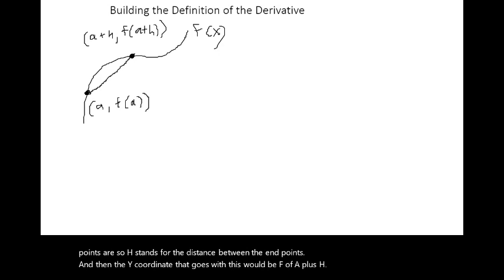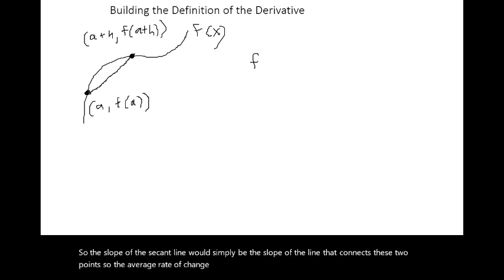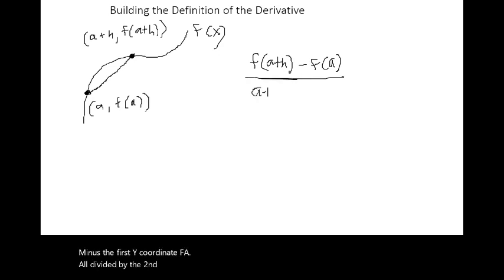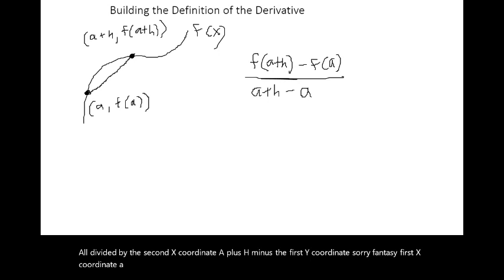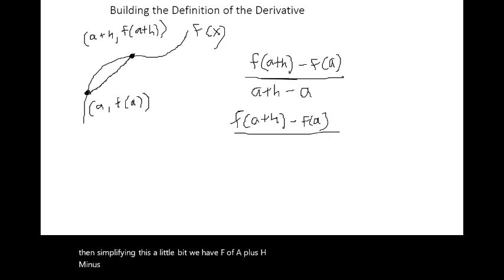So the slope of the secant line would simply be the slope of the line that connects these 2 points. The average rate of change will be the second y-coordinate, f of A plus h, minus the first y-coordinate, f of A, all divided by the second x-coordinate, A plus h, minus the first x-coordinate, A. Then simplifying this a little bit, we have f of A plus h minus f of A, all over h, since the A's cancel out, leaving you with an h in the denominator.